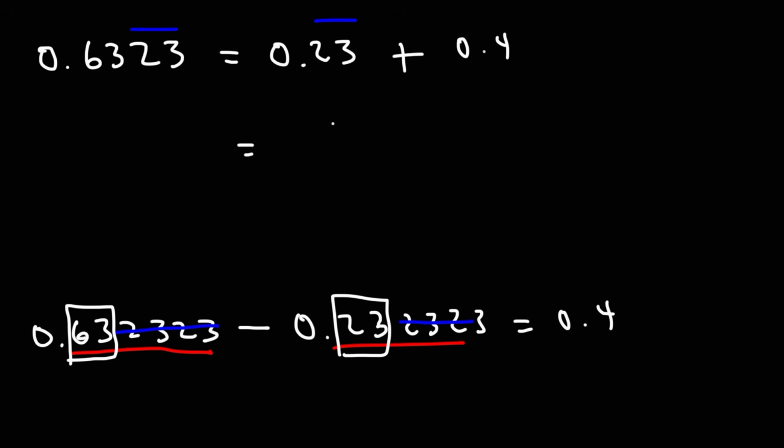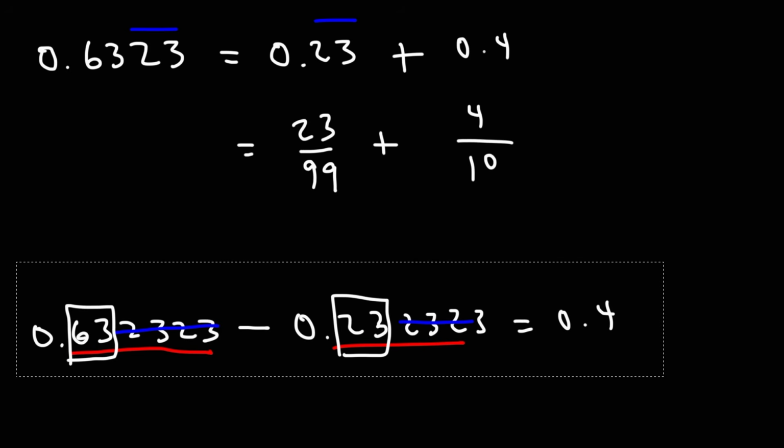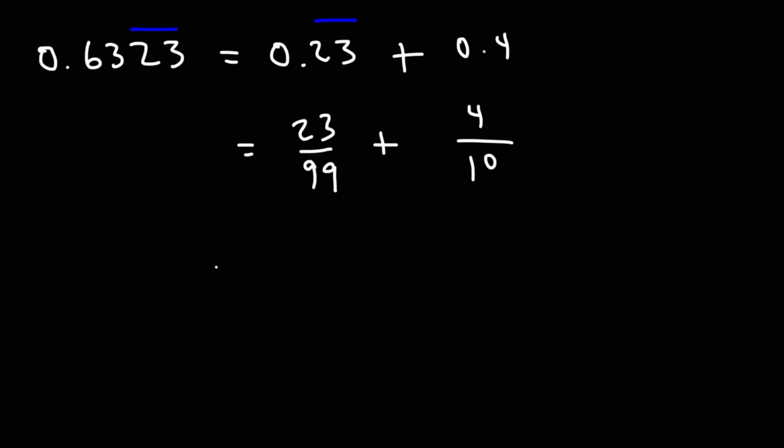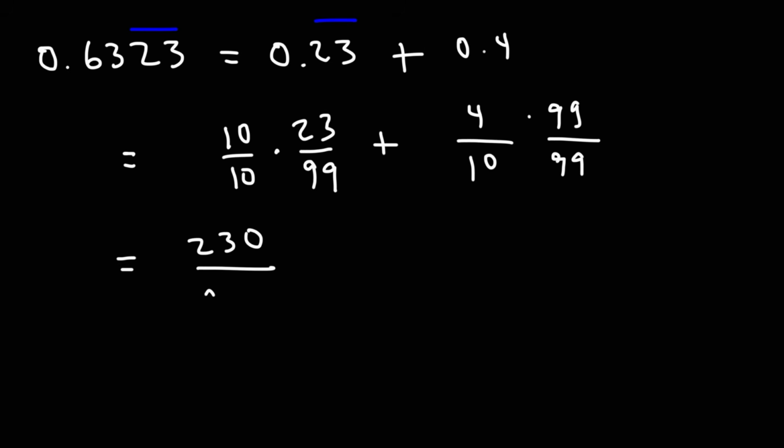So 0.23 repeating is 23 over 99. 0.4 is 4 over 10. So what we need to do now is add those two fractions. So I'm going to multiply this one by 10 over 10 and the other one by 99 over 99. 10 times 23 is 230. The common denominator will be 990. Now 4 times 99.